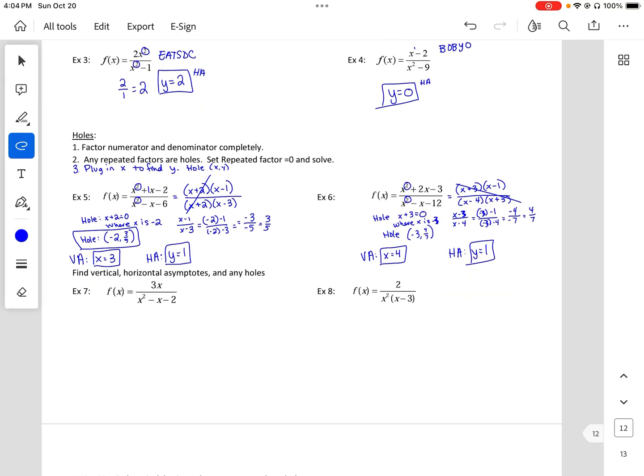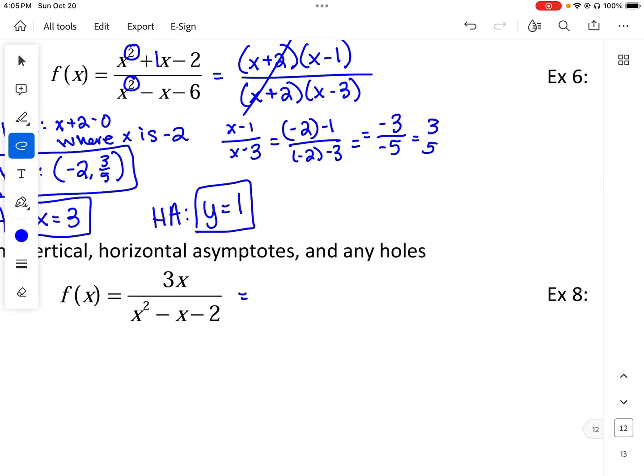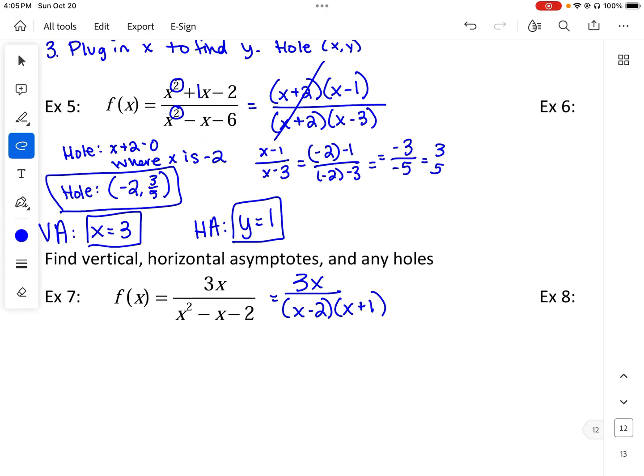Okay, the last two problems are doing what we just did, finding vertical asymptote, horizontal, and any holes. So let's see, 3x over, we're going to go ahead and factor this. What multiplies to get negative 2 and adds to get negative 1. So that'd be x minus 2 and x plus 1. So we'll start with vertical asymptote. I guess we should really start with holes because we're able to cancel some stuff out. Are there any holes? Were we able to cancel anything out? No, so none.